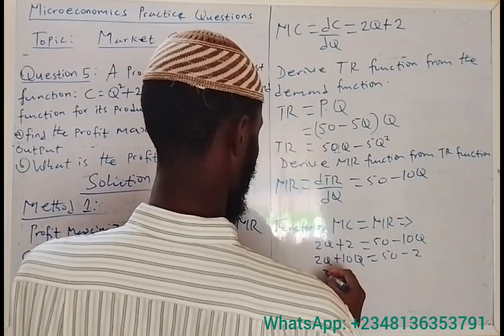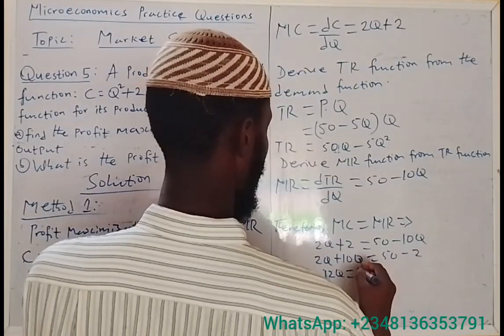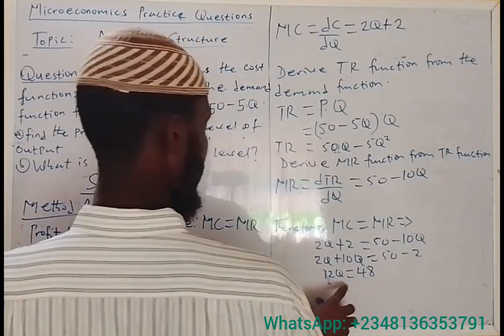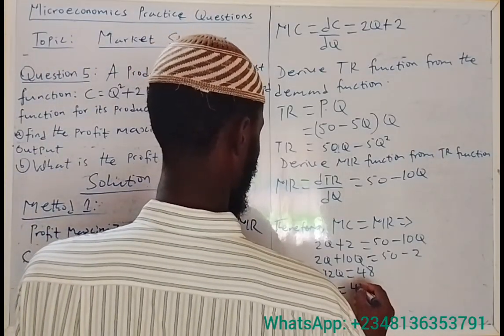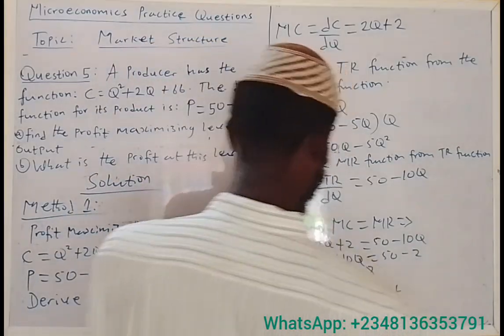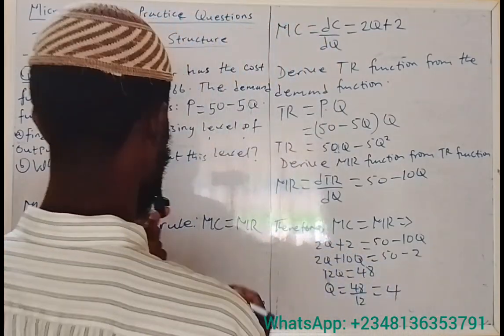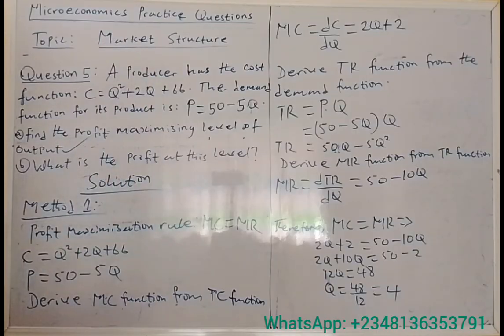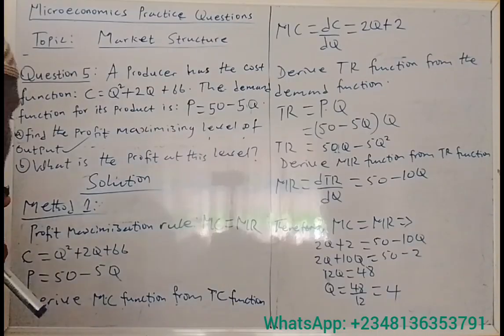Then this gives us 12Q equals 48. Then we divide both sides by the coefficient of Q, which is 12. Q is now equal to 48 over 12, which equals 4. So in other words, the profit maximizing level of output is 4. Okay, our Q is 4. So we have gotten the answer for this first one. The second question says, what is the profit at this level?